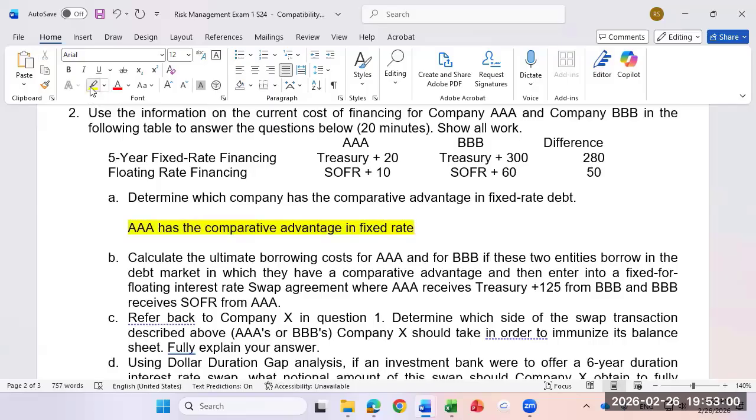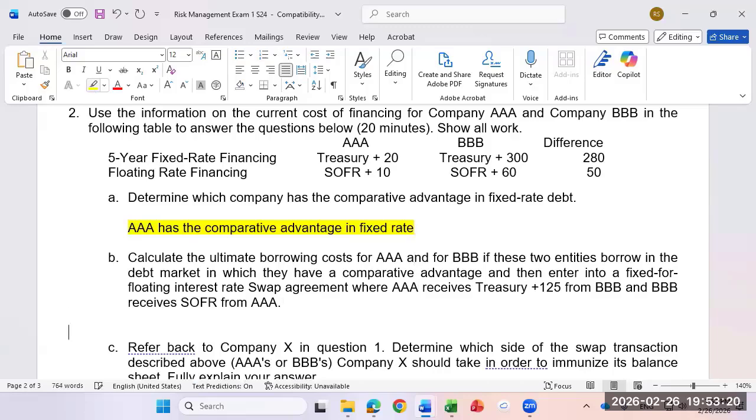Now it has an absolute advantage in both. It's cheaper in both, but it has a comparative advantage on fixed rate. BBB actually has a comparative advantage on floating rate. Even though they pay more, it's a smaller difference than what they pay on fixed rates. So that's the comparative advantage. Right, then we do the swap.